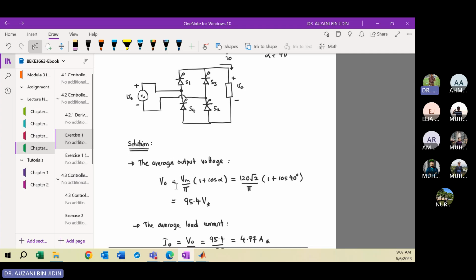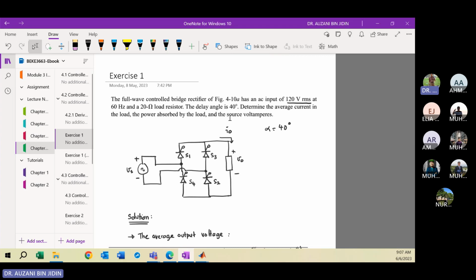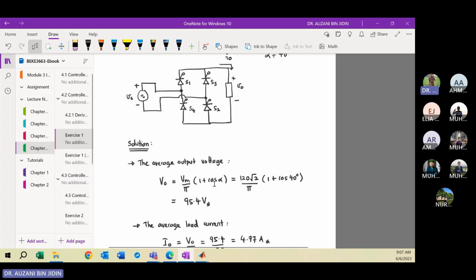To calculate the average output voltage, you need to use the appropriate equation. This is the equation of the output voltage. You just plug in based on the information given in the question, where in this case alpha is 40 degrees. Firstly, you need to calculate the VM. The RMS value is 120, so you need to multiply by square root of 2 here. Okay, clear?